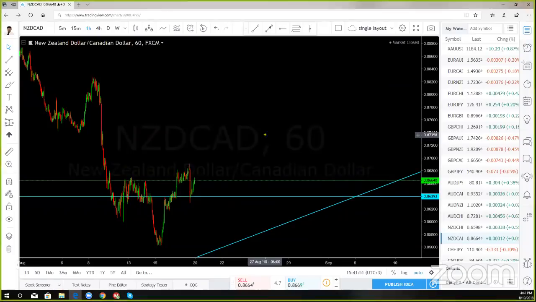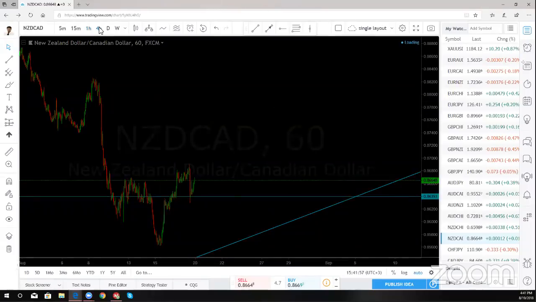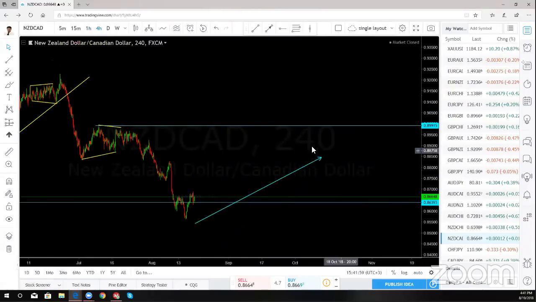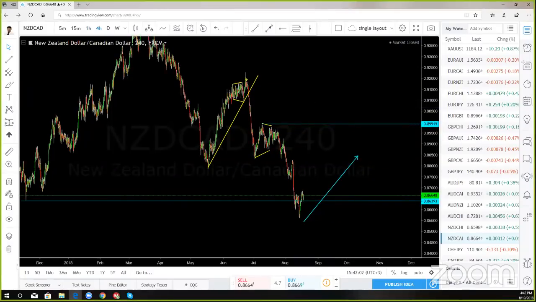Same with the New Zealand CAD. Big picture, you're looking for 1 more up. And then we'll see, put it in the 4 hour. We're looking for this one. Right, somewhere here, like that. Up there, and then we'll look for downside.